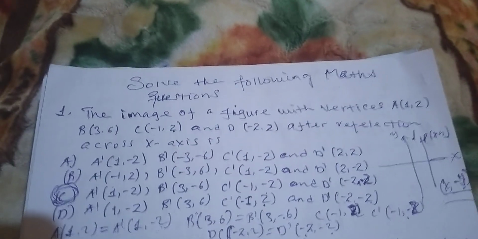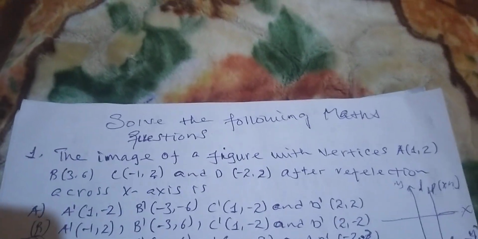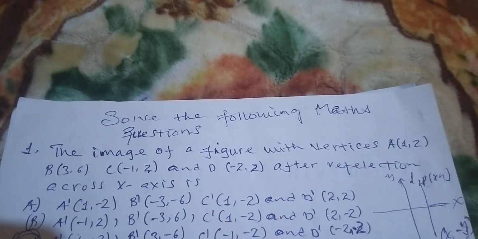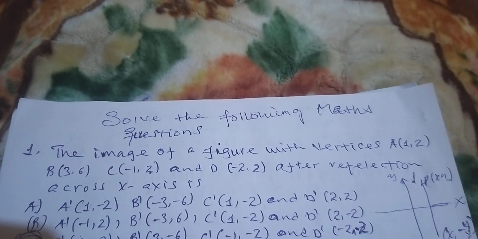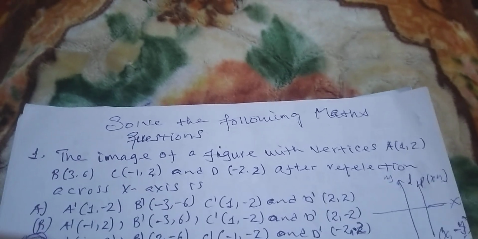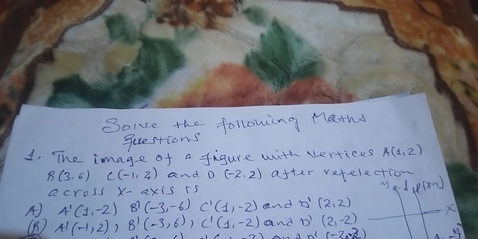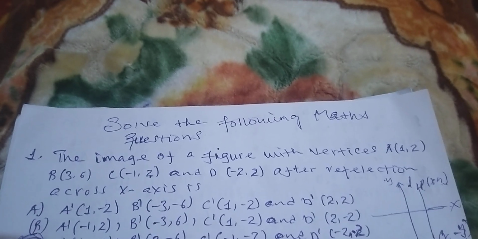Solve the following maths equations. Question number 1. The image of a figure with the vertices (1, 2), (3, 6), (-1, 2), and (-2, 2), after a reflection on the x-axis, the image will be.